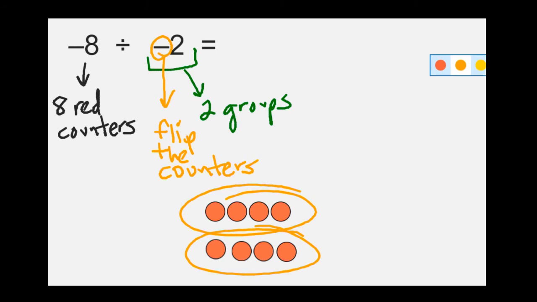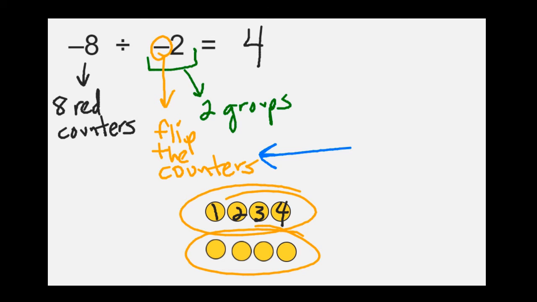But what we have to do, our last and final step, is we need to flip those counters. So let's go ahead and see if I can do this successfully this time. So what you're going to do is you have red counters. You're going to flip them over to the yellow counters. And then all we do now is we count how many are in one group, so we count them 1, 2, 3, 4. So we say that -8 divided by -2 gives us a +4.